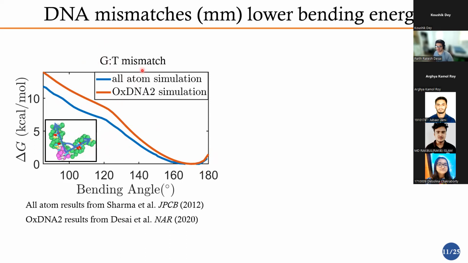And then next we wanted to see what happens when you have more mismatches. How does that affect the bending energy, right?